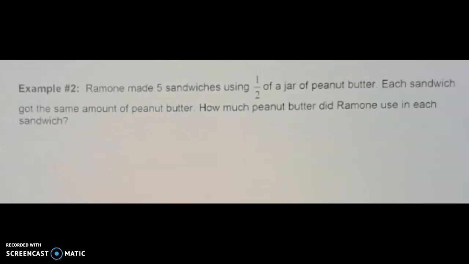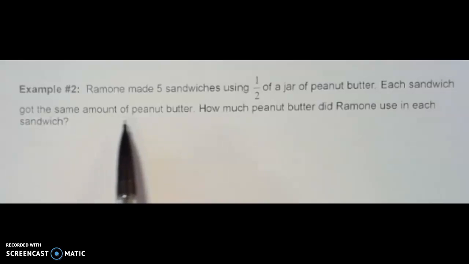In example 2, we're told that Ramon made 5 sandwiches using a half a jar of peanut butter. Each sandwich got the same amount of peanut butter. How much peanut butter did Ramon use on each sandwich? So we have to understand what we're doing here. We have a certain amount of peanut butter, and we're going to spread that peanut butter evenly amongst 5 different sandwiches. They tell us right here that each sandwich got the same amount of peanut butter.